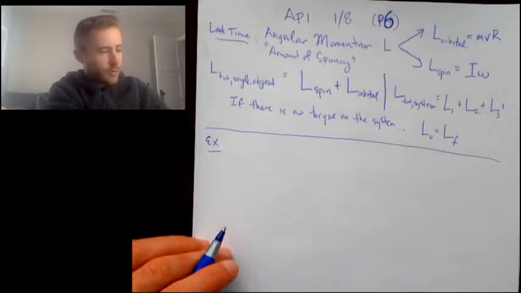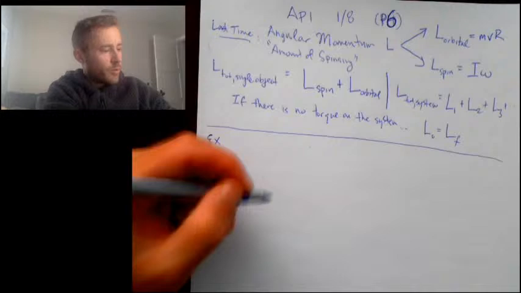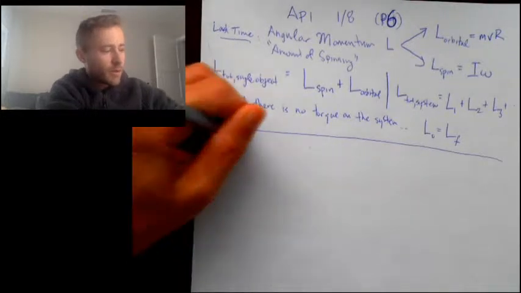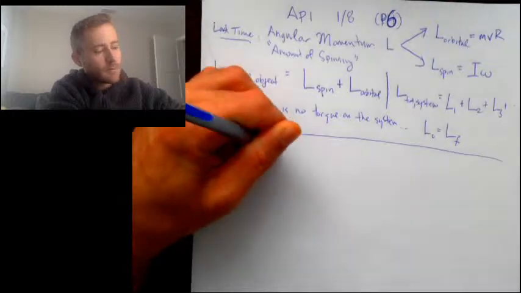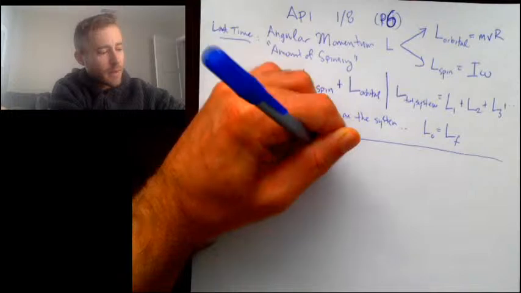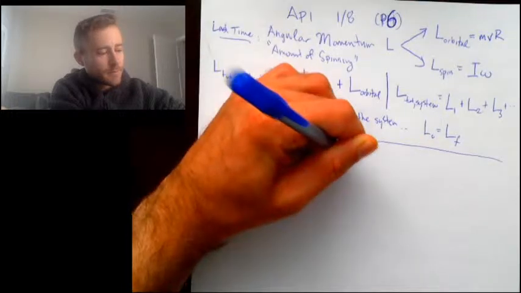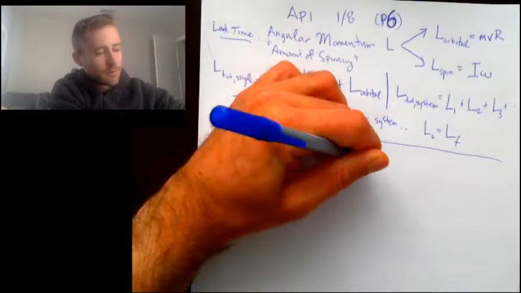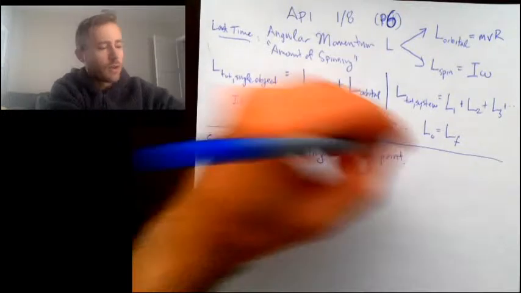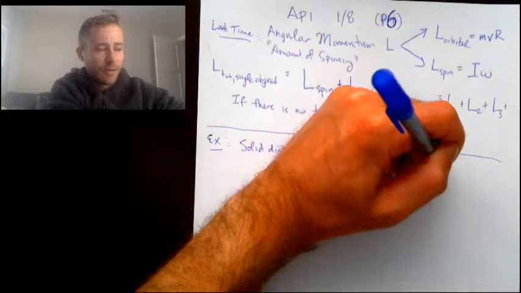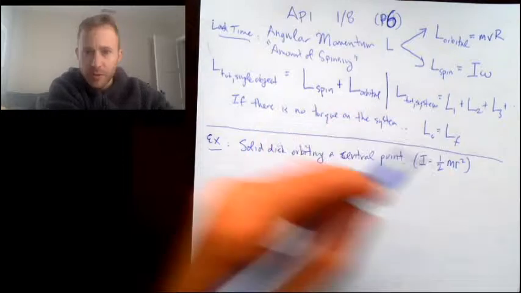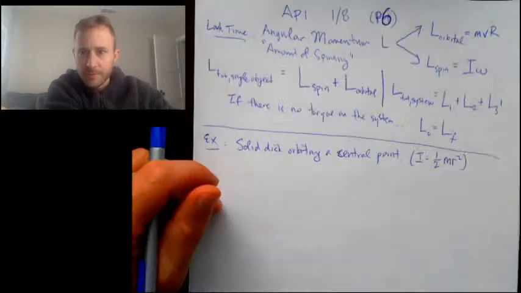So let's suppose that we have a solid disk orbiting a central point. Solid disks have an inertia given by 1/2 m r squared, where r is the radius of the disk.